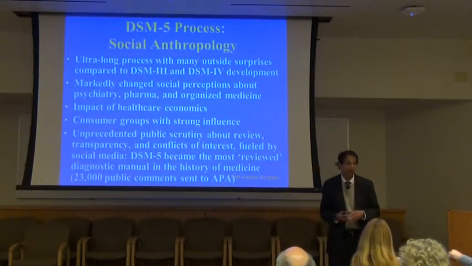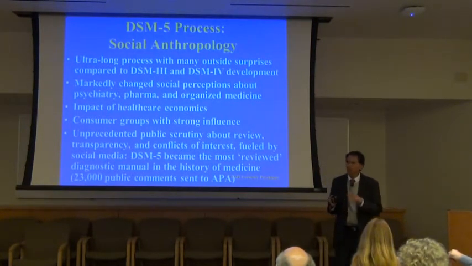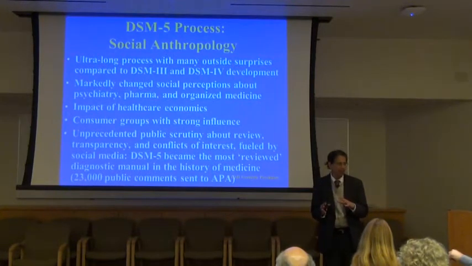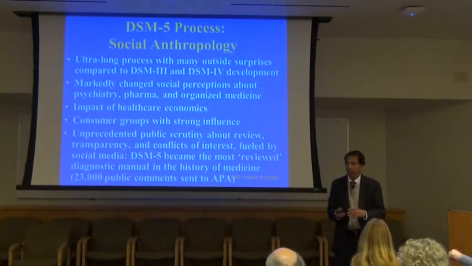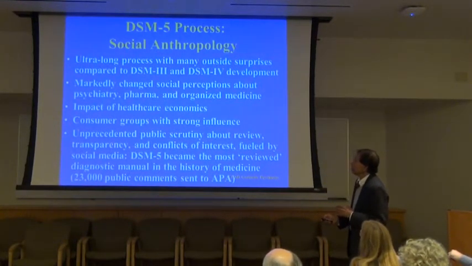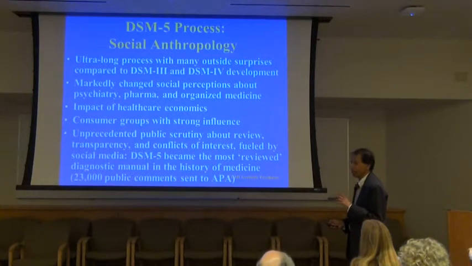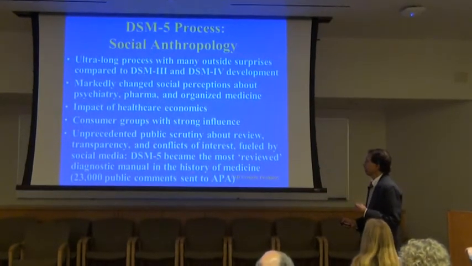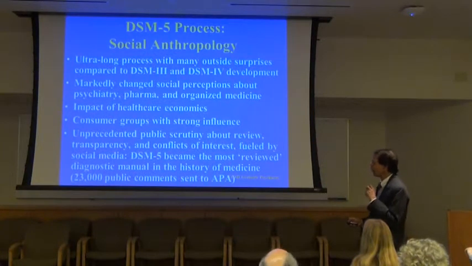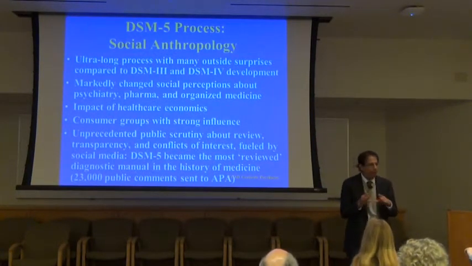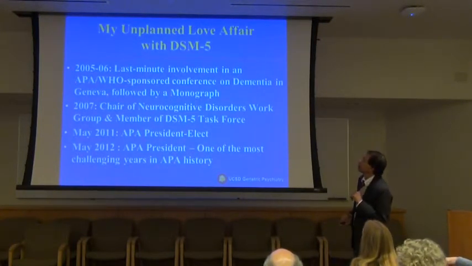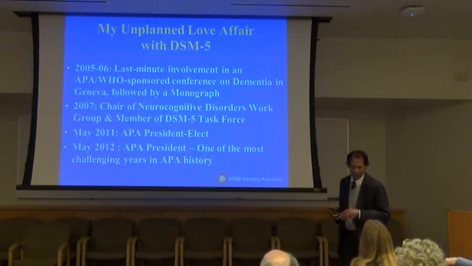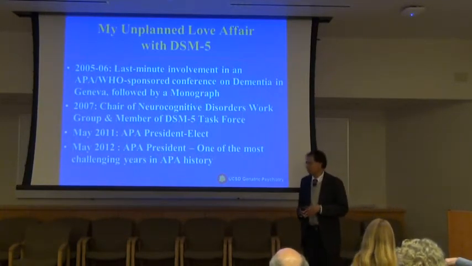The best example is autism. I would say it is the best consumer group that has ever existed in the history of medicine, because of their strong advocacy, there is so much funding available. And there is unprecedented public scrutiny about review, transparency, and conflicts of interest, fueled by social media. Social media didn't exist previously. And DSM-5 became the most reviewed diagnostic manual in the history of medicine. APA alone directly received 23,000 public comments. Just imagine that.